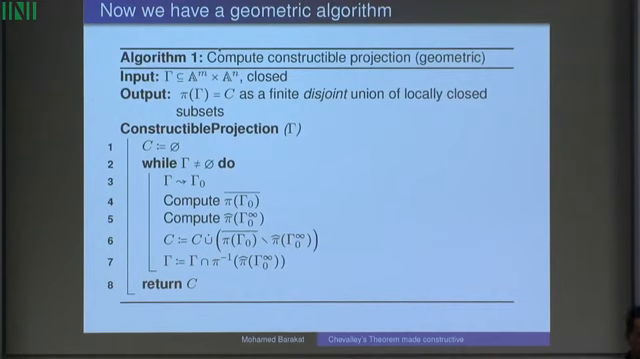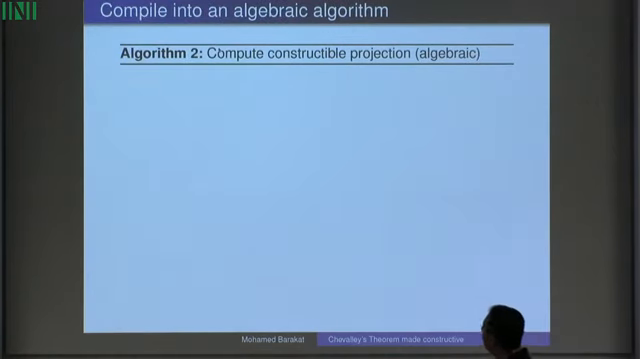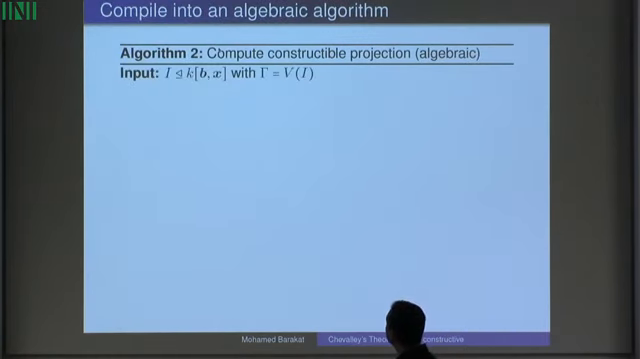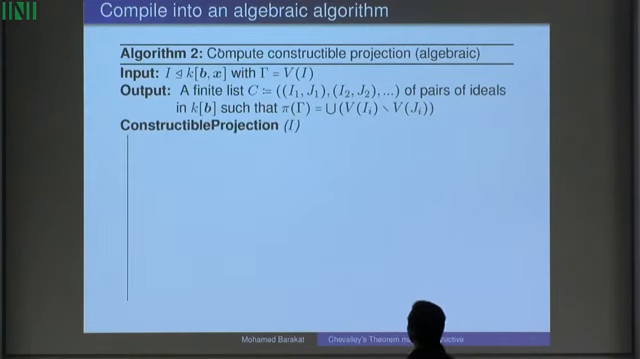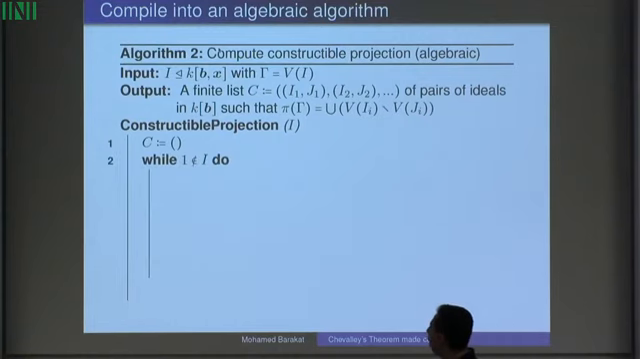And when you compile this into algebra, which I don't do, the computer does this automatically, it looks like this. So this is the algebraic version. Take an ideal. Gamma is V of I. The output is a finite list of pairs of ideals. The constructible set will then be V of I1 without V of J1, union, even disjoint union, V of I2, etc. So you start with the empty list. While 1 is not in the ideal, this corresponds to gamma not empty.